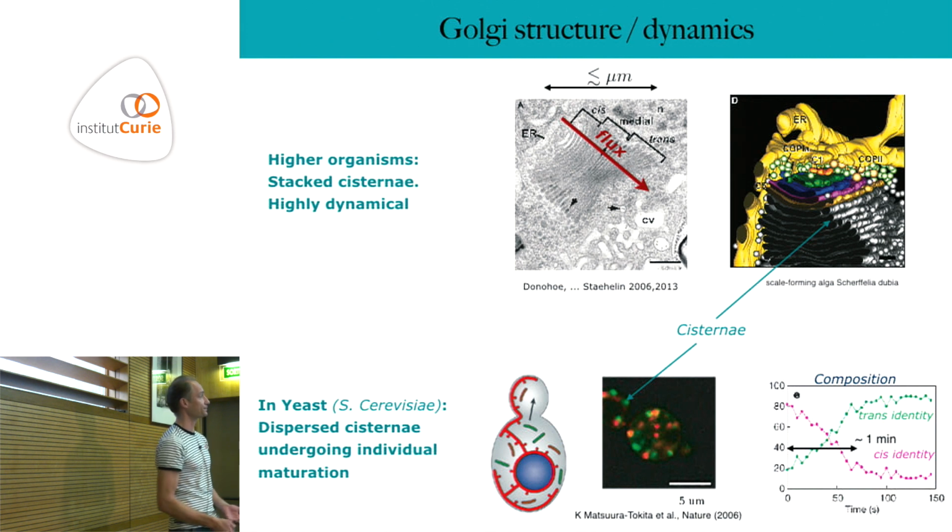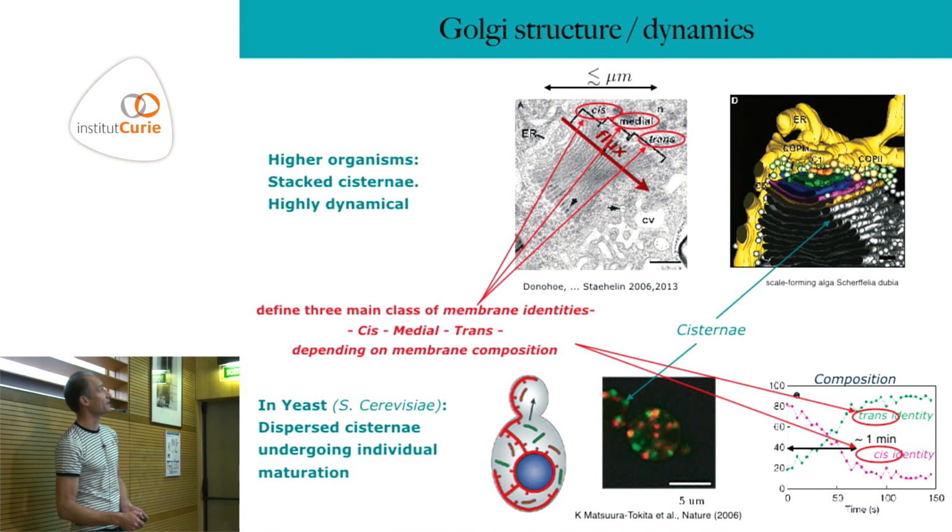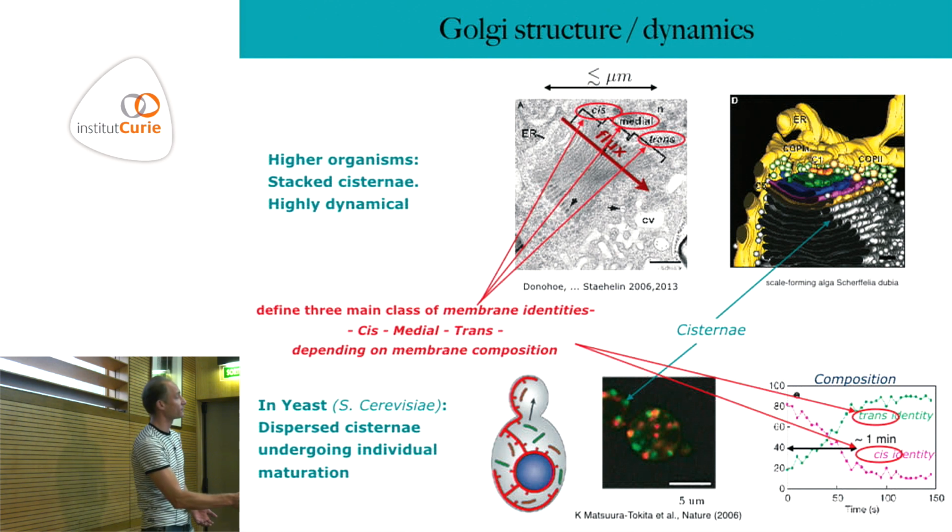So over time here, the early identity goes down and the late identity goes up. It takes about 1 minute. And so basically the idea is that early here in the Golgi is called cis, and late is called trans. If you look at this stack structure, the cis Golgi is what is receiving the influx from the ER, and the trans Golgi is where things go out from the Golgi. And the medial Golgi, which is an additional identity here, is what's in between.